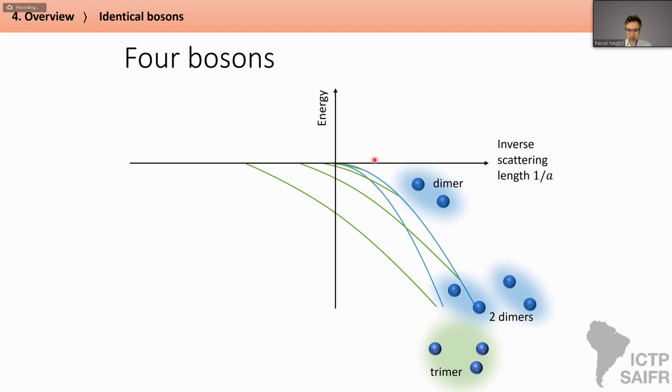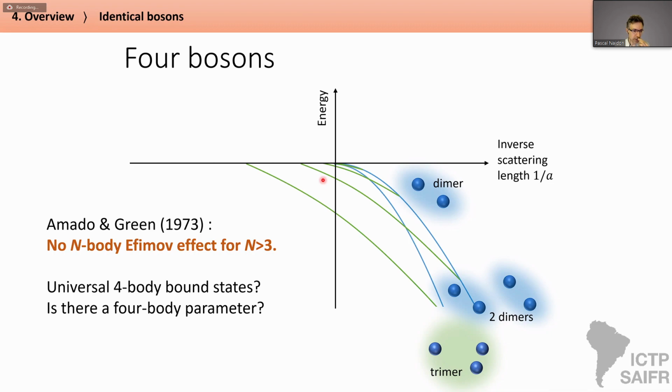So we already know the three-body spectrum is like this, and then an early question that emerged soon after the Yefimov effect was discovered is whether there can be a 4-body Yefimov effect. Actually, just 2 or 3 years after the first paper by Yefimov, Amado and Green found that there's no n-body Yefimov effect for n larger than 3.